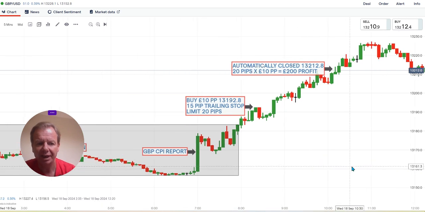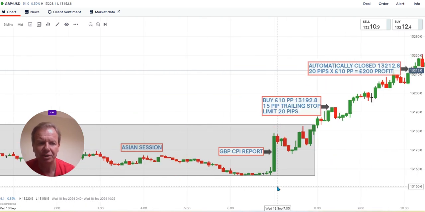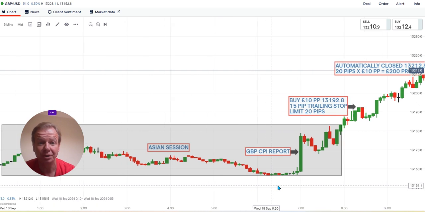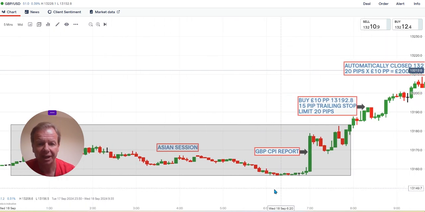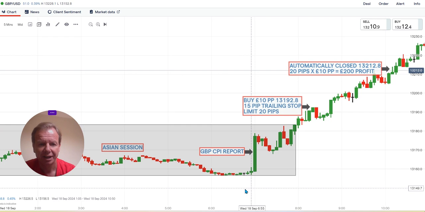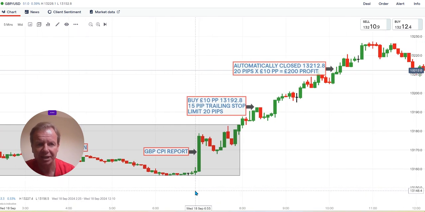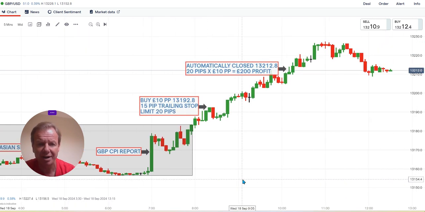Basically, in the grayed out box here, we have the Asian session, which runs from midnight to 8 o'clock in the morning, UK time. It's quite a narrow range normally. Now, I'll just point out what we've got here. This is a 5 minute candlestick chart, so every one of these candlesticks is 5 minutes worth of trading.